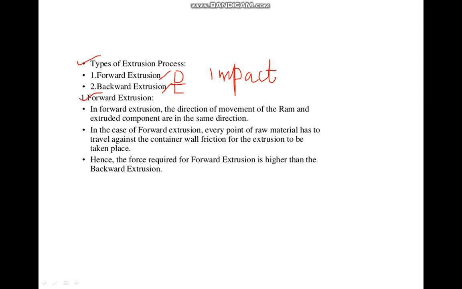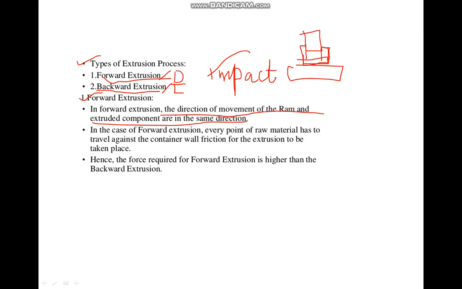So forward extrusion process means what? The direction of movement of the ram and the extruded component are in the same direction. That is called the forward extrusion process. If the direction is opposite, then that is called the backward extrusion process. And what do you mean by the impact extrusion process? Impact means an impact load is applied on the punch and the work material is placed on the die, and it will deform and acquire the shape of the punch. That is the impact extrusion process. We will discuss the impact extrusion process in the next slide.